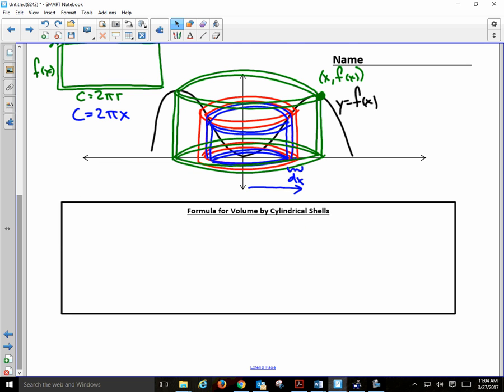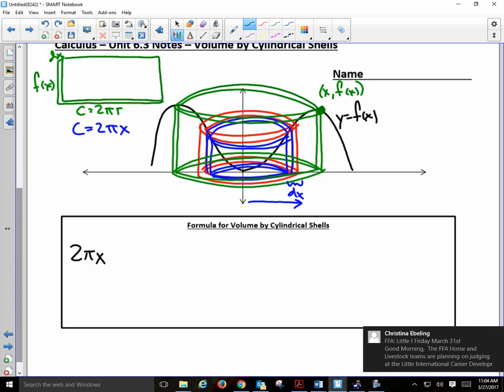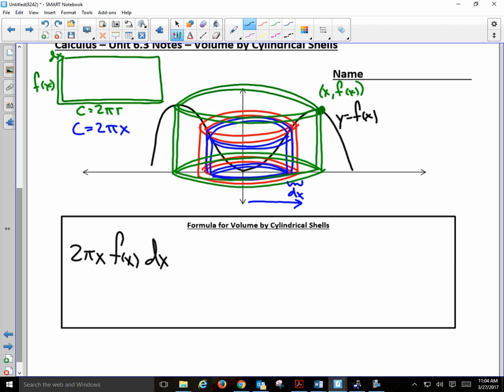All right, so that's going to give us a formula for the volume of cylindrical shells. If we are going to find the volume of one of those shapes, we have the circumference, which is 2 pi x, times the height, which is f of x, times the depth, which is dx. So that's one of them. How many do we want? We want an infinite number. Traditionally, we put 2 pi outside for this. We put x times f of x on the inside, dx, and we integrate from a to b. So that's another type of formula that we can use for integration of these solids.